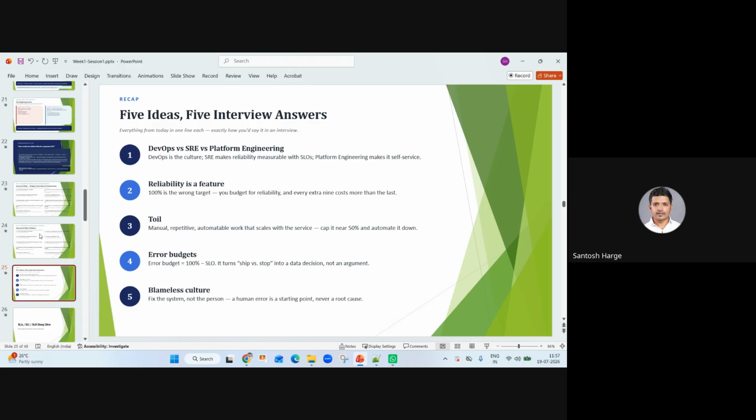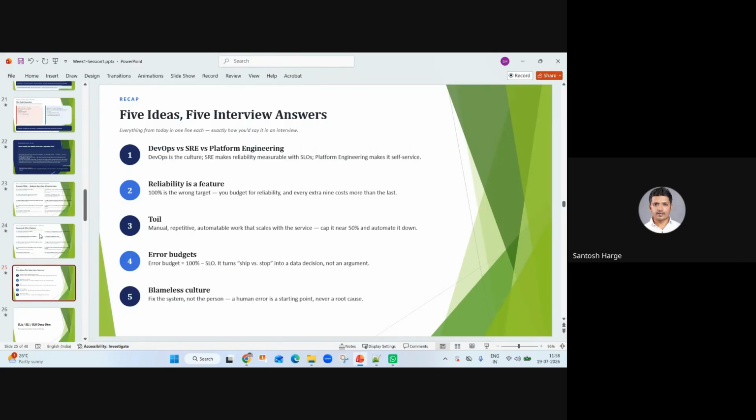So, a quick recap of what we have discussed yesterday and today so far, the main topics about SRE: the difference between SRE, DevOps, and platform engineering. Reliability is a feature, and why you can't set a 100% target. If you try to add an extra 9 in your availability, you are adding extra cost to your organization.